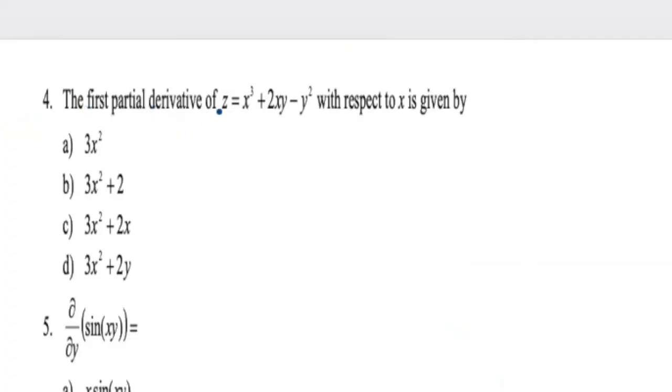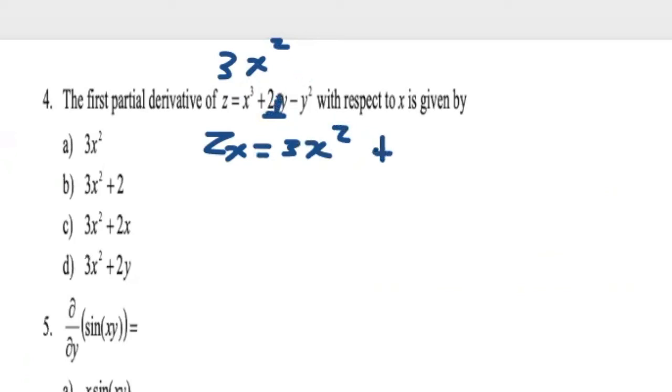The first partial derivative of z equals x cubed plus 2xy minus y squared with respect to x is given by, differentiating with respect to x, differentiate x cubed, carry the 3 in front, and then take away 1 from the power. So I have 3x squared, and differentiating 2xy, the x will become 1, so I'll be left with 2y, and there's no x here, so that's 0. So looking at this, my answer is D.